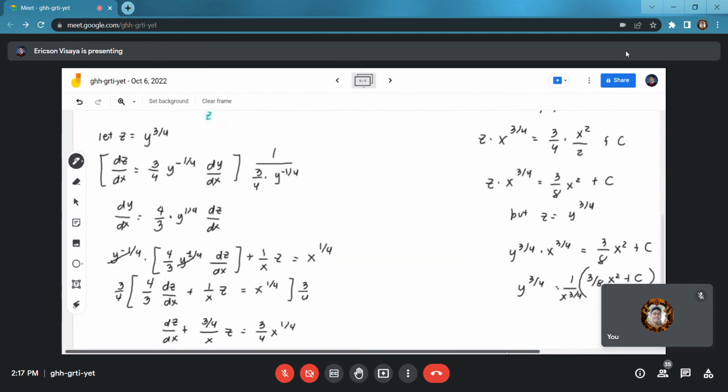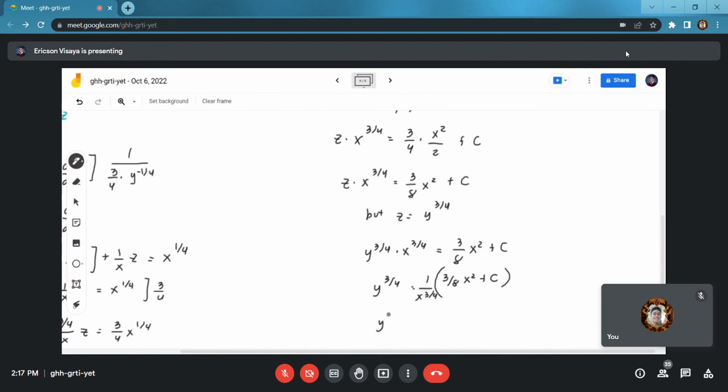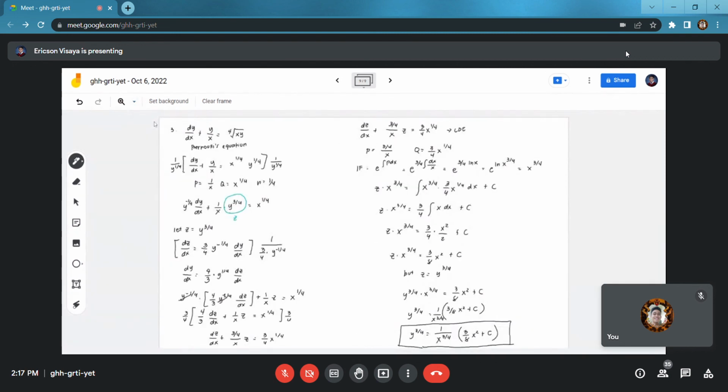So, y raised to 3/4 is equal to 1 over x raised to 3/4 times 3/8 x squared plus c. Okay, so we're okay now with Bernoulli's equation.